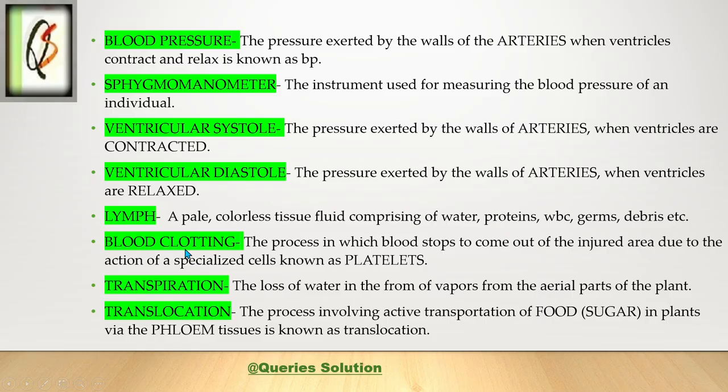How do you define blood clotting? The process in which the blood stops coming out from the injured area by the action of specialized blood cells known as platelets is something that we say as blood clotting.